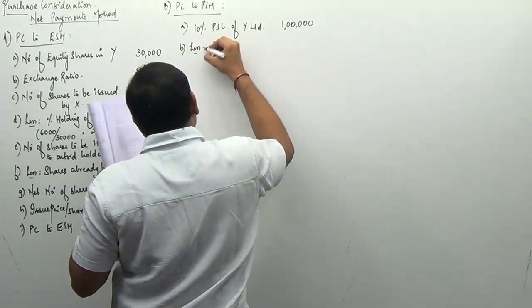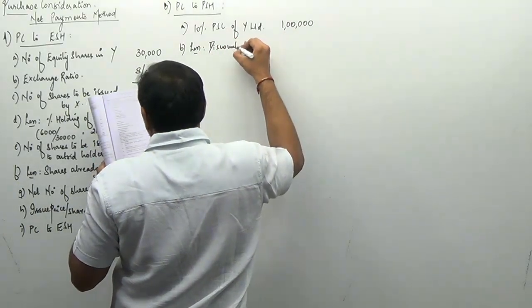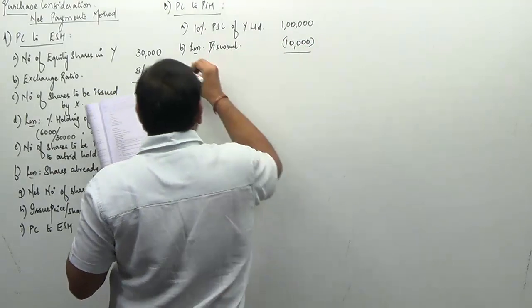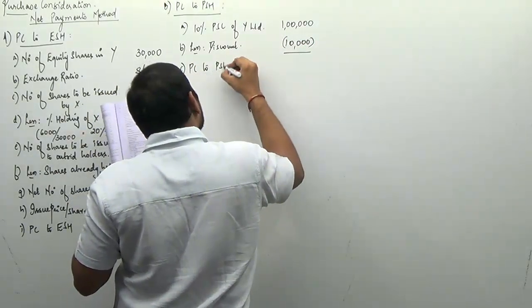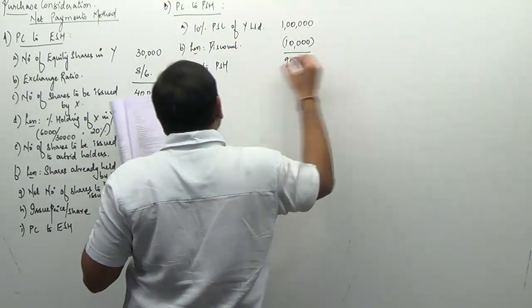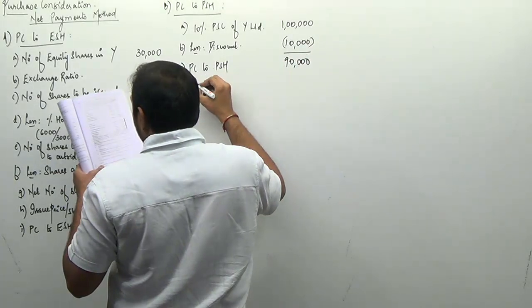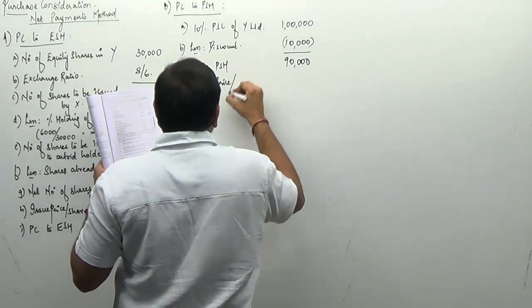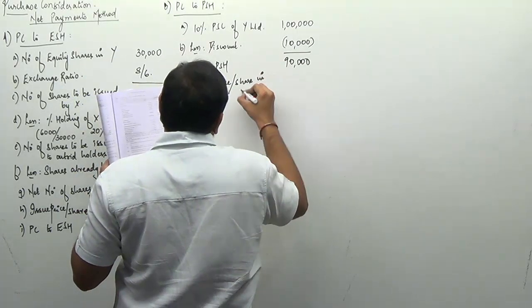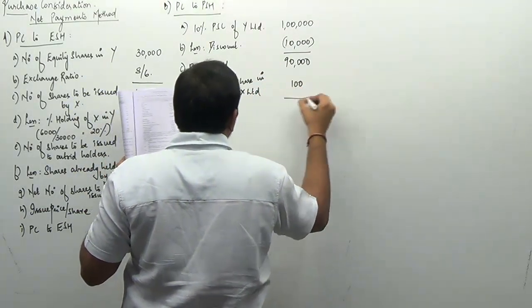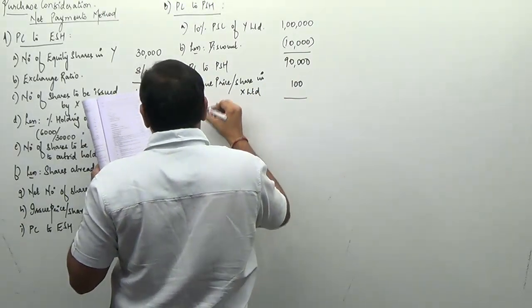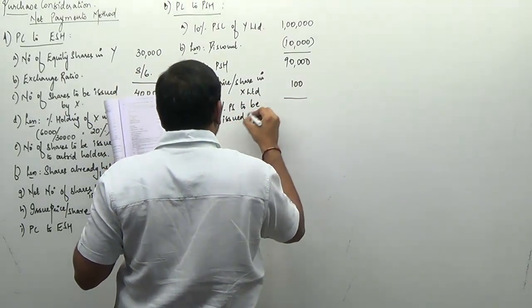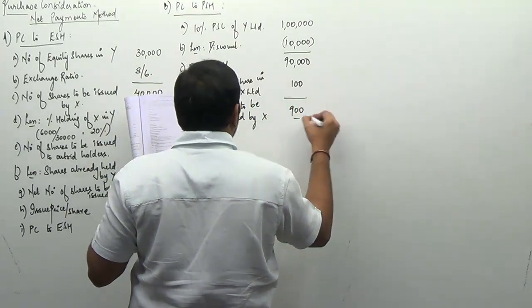So let's deduct the 10% discount, 10,000. This is my PC to preference shareholders. And these are issued in the form of 10% preference shares in X at par. Issue price per share in X Limited is equal to 100. Number of 10% preference shares to be issued by X, 900.